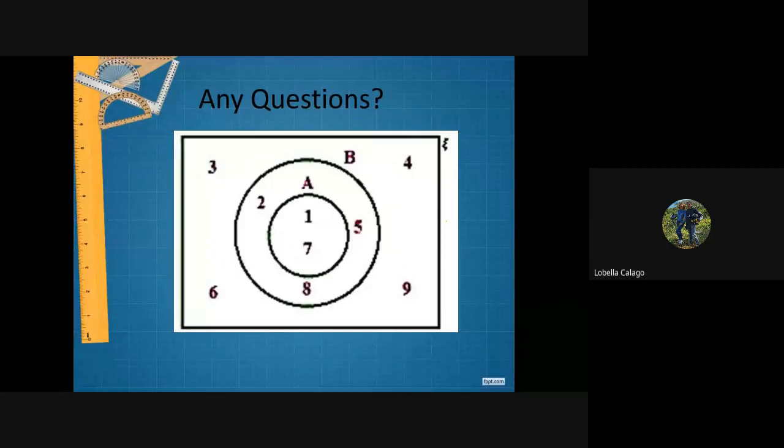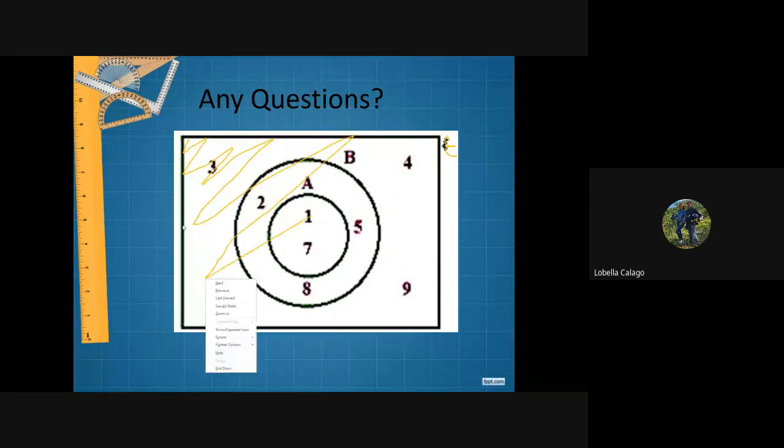Ito yung inyong exercises. So, this is the universal. So, instead of U, ito na po yung universal. So, universal are this one. Lahat ng makikita mo sa loob ng square or rectangle is the universal.